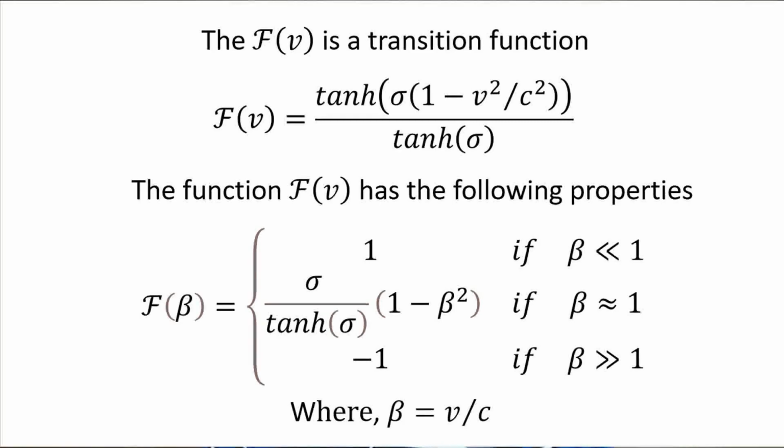And you see here we have the hyperbolic tangent function. The sigma I just simply call the temporal coefficient. It determines the width of the light barrier, or the transition rate across the light barrier. And then it has to be normalized by the hyperbolic tangent times the temporal coefficient there. Now this function has some really neat properties.